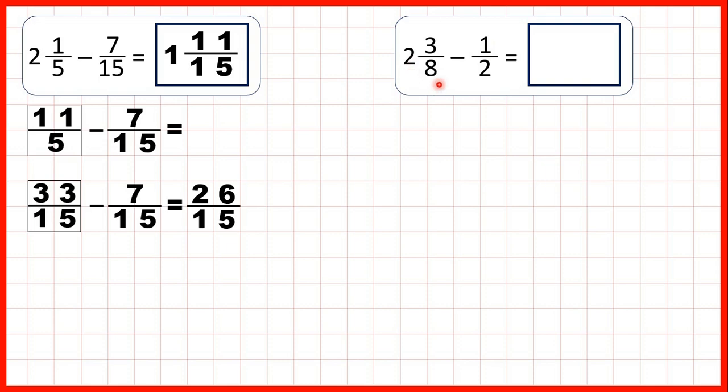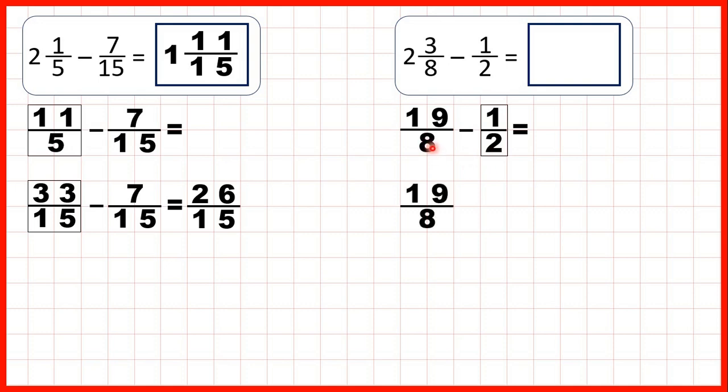Again, we can turn this mixed number into an improper fraction. 2 times 8 is 16, plus 3 is 19, so that's 19/8 as an improper fraction, and we're subtracting 1/2. But again, to subtract fractions, we need the denominators to be the same. Now 8 is in the 2 times table, so this time we need to find an equivalent fraction for the fraction that we're subtracting. We need to find a fraction equivalent to 1/2, which has a denominator of 8.